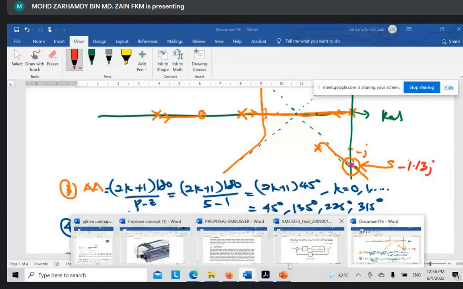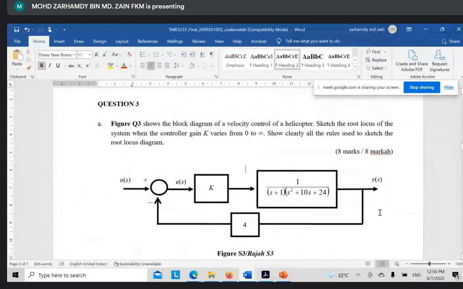So I will show you one example. Okay, if you can see here, this is one example in test 1 and final. It looks like this, a similar process in test 1 and test 2. In final as well, we have 8 marks for how to draw the root locus. Normally students will answer this question first in the final, and test 2 also has this question as well.